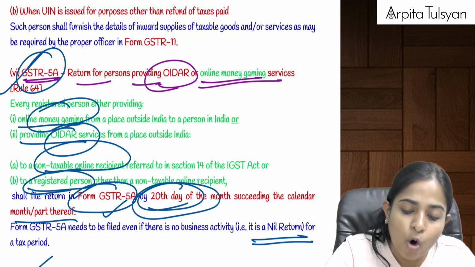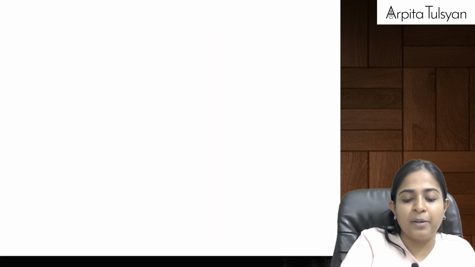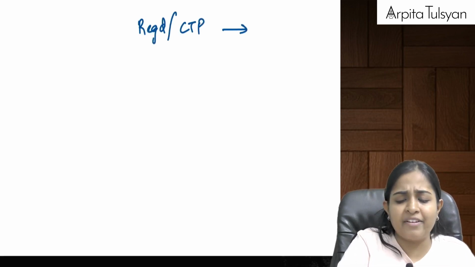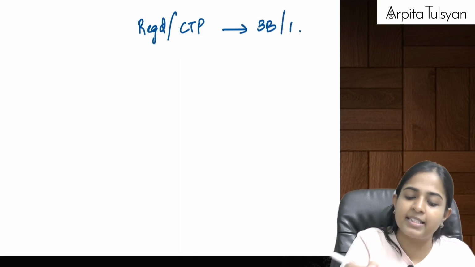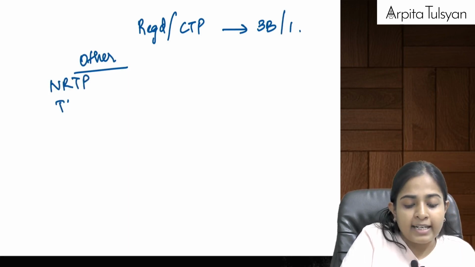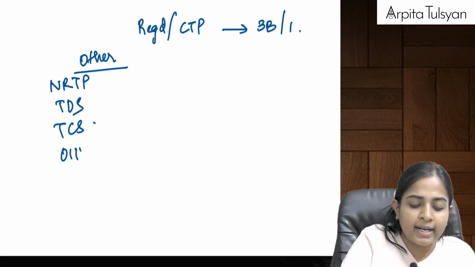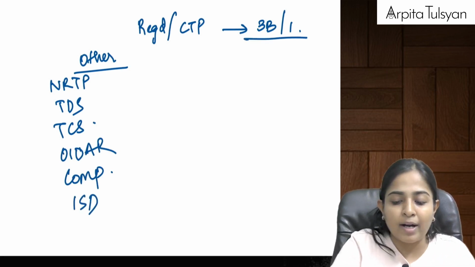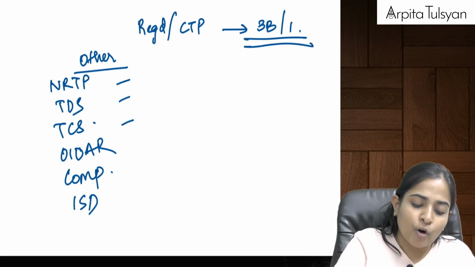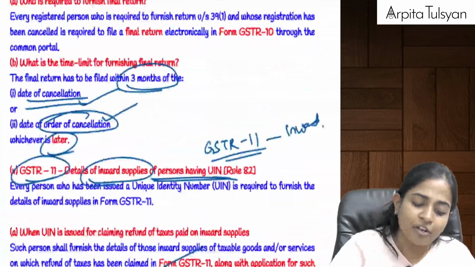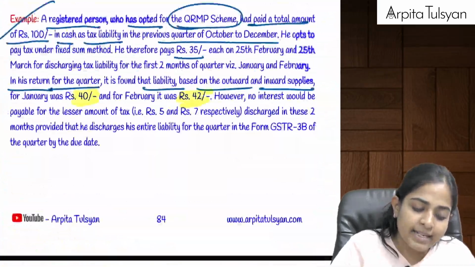So for all the different persons, normally registered persons and casual taxable persons were required to file GSTR 3B and GSTR 1. The other six persons, that is NRTP, TDS person, TCS person, OIDAR person, composition scheme person, and one more, that is ISD, were not required to file GSTR 3B and GSTR 1. So for all of them taken individually, we have studied the different returns that they are required to furnish. Are you clear till here, everyone? Yes? Okay.